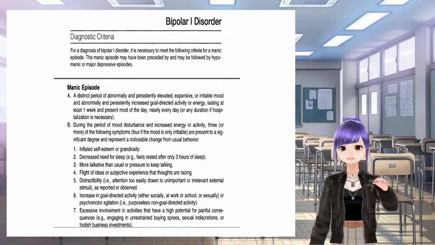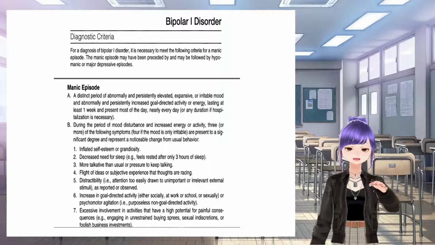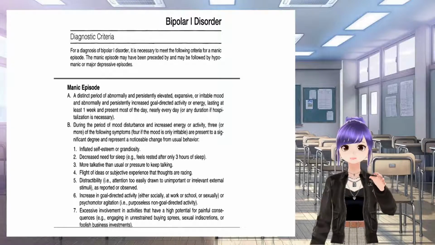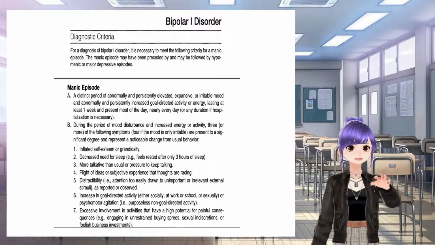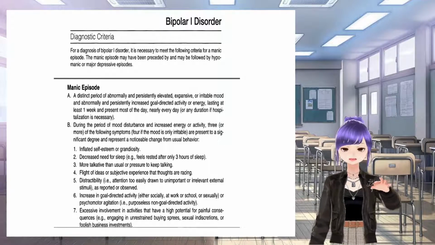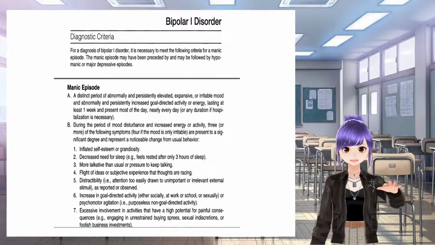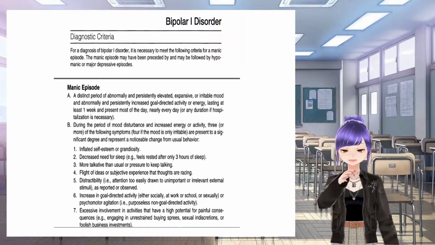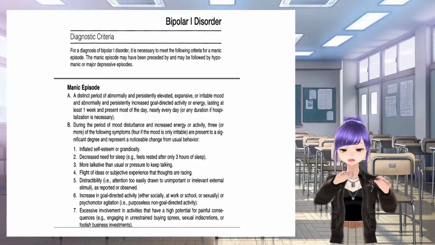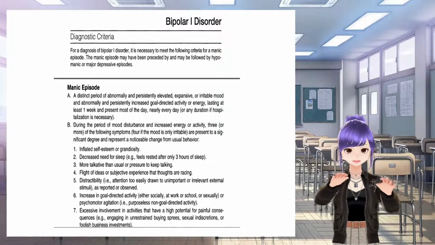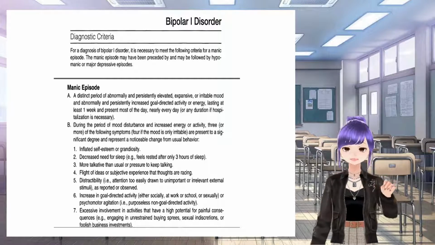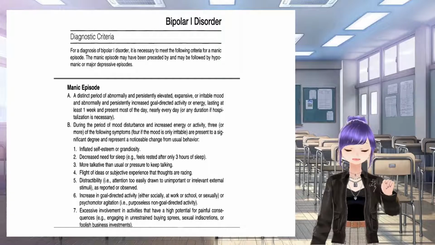And another, for example, if really the person is really talkative, you feel that the person talks nonstop. So there's also flight of ideas or subjective experience that thoughts are racing. So for a person who has bipolar disorder, everything is super fast. They feel that everything revolves and sometimes they are disoriented already with the time. So like everything is so fast. So if you compare it to depression, everything is super slow. For bipolar, everything is super fast. So there's also distractibility.